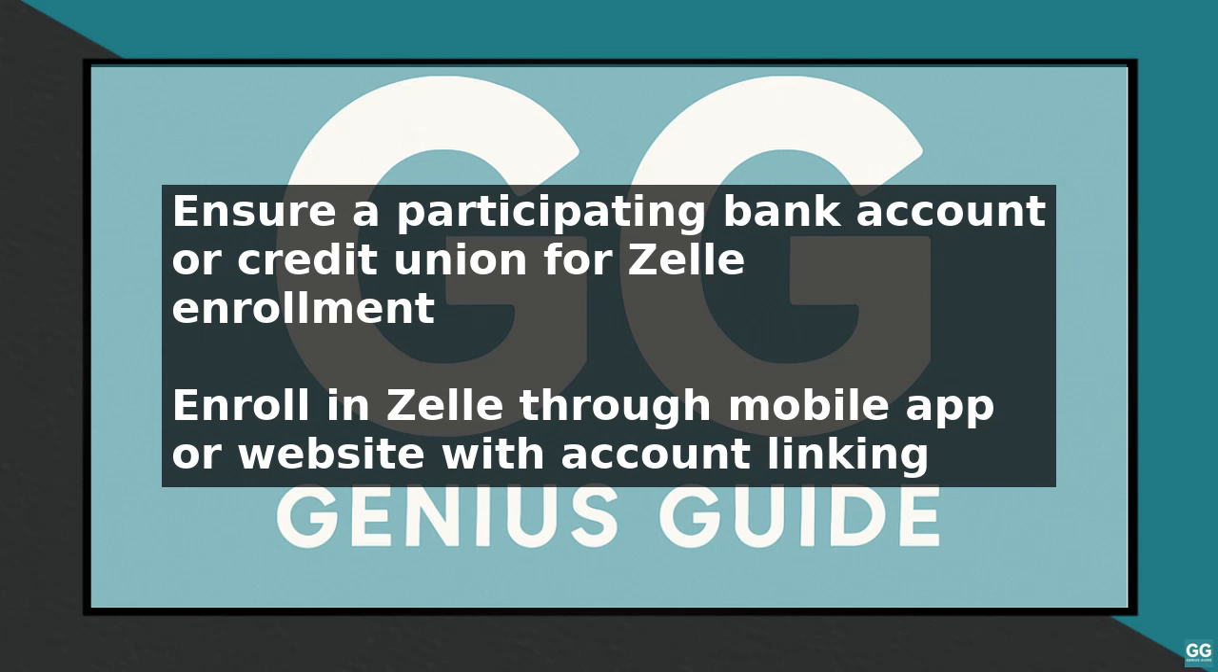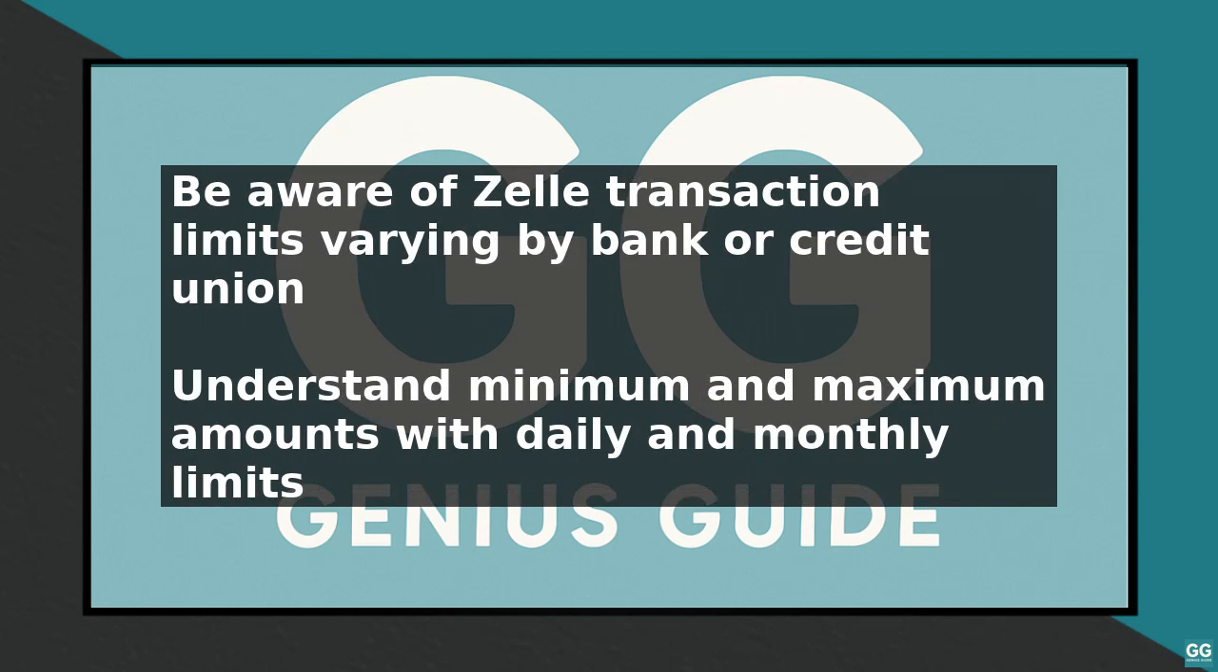When sending payments, be aware of Zelle's transaction limits, which vary depending on your bank or credit union. Typically, the minimum amount you can send is $1, while the maximum amount ranges from $500 to $2,000 per transaction, with daily and monthly limits also applying.